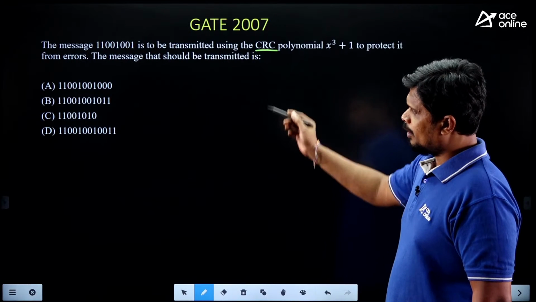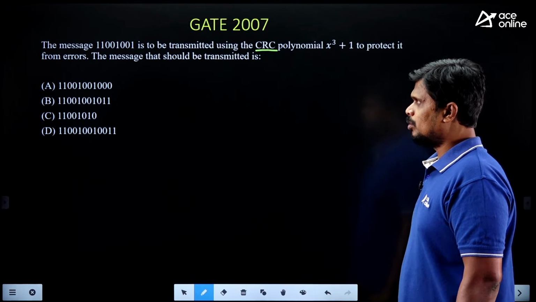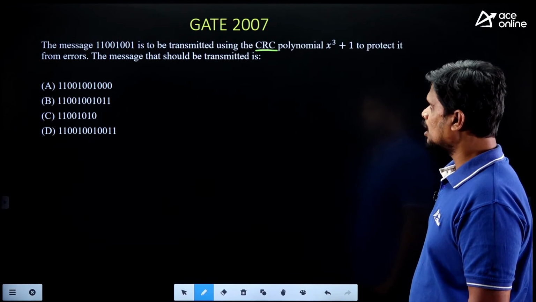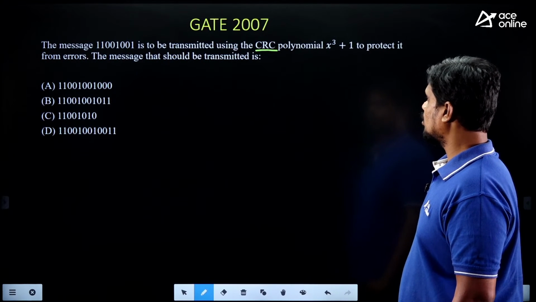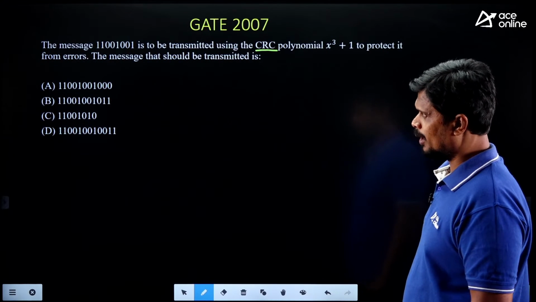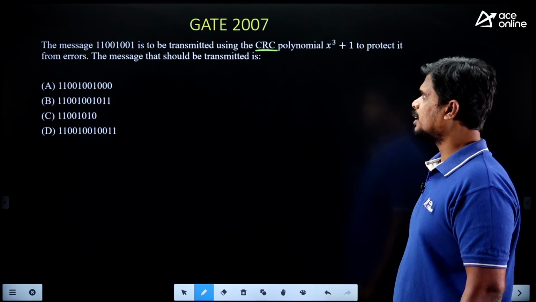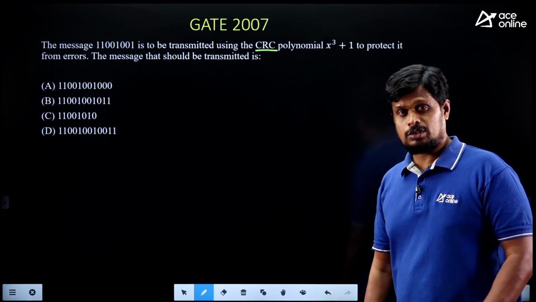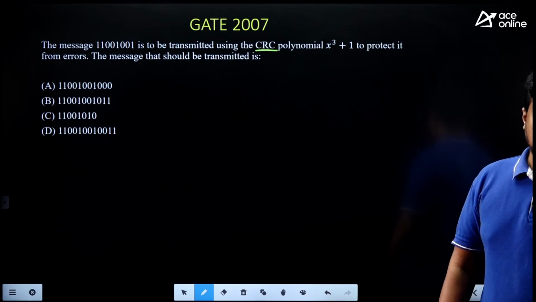So the message 11001001 is to be transmitted using the CRC polynomial, that is x cube plus 1, to protect it from errors. The message that should be transmitted is... so try to recall the CRC concept.